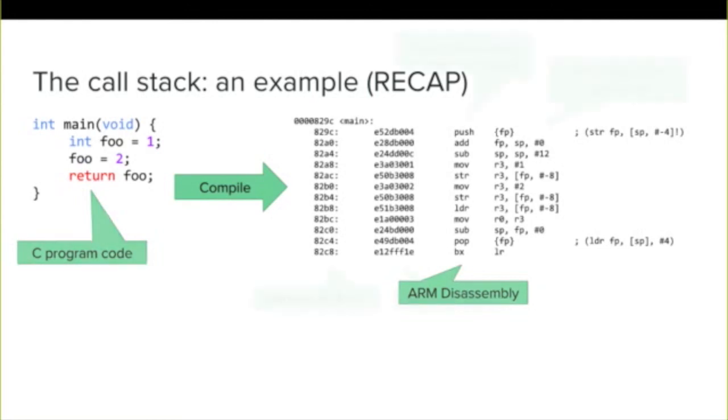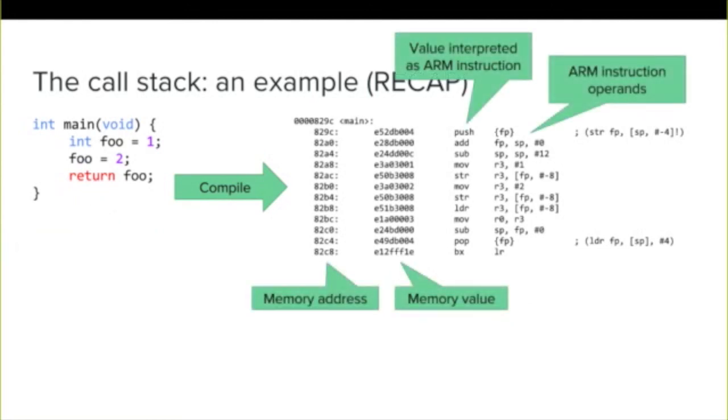Well, first we're going to say what these are. This is the memory address that corresponds to that instruction. So these are instructions in memory, and these are the addresses where those instructions are. These are the values in memory, so this is the actual opcode and then operands in hexadecimal. And this is the interpretation that objdump gives us. This is the value interpreted as an ARM instruction. That's the opcode, and then we have the operands over here, with the arguments to our little functions.